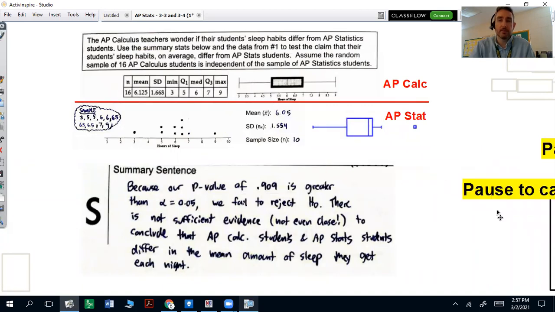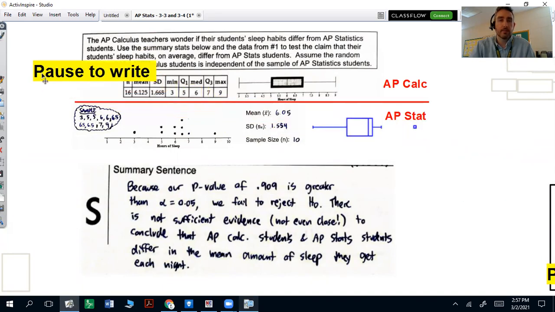And that should make sense. These are similar students getting similar amounts of sleep. Everybody's stressed out. There's really not a difference between the two. But now we have data to back it up. Pause to write that out.